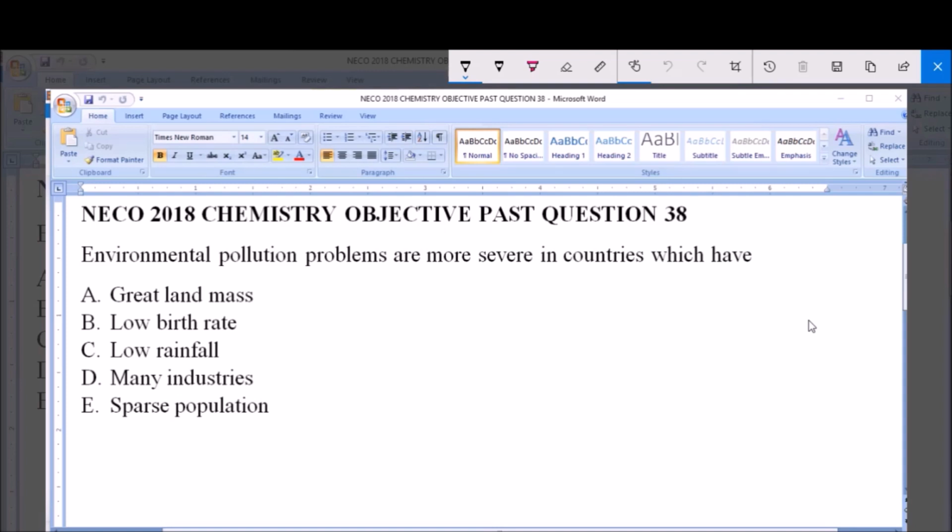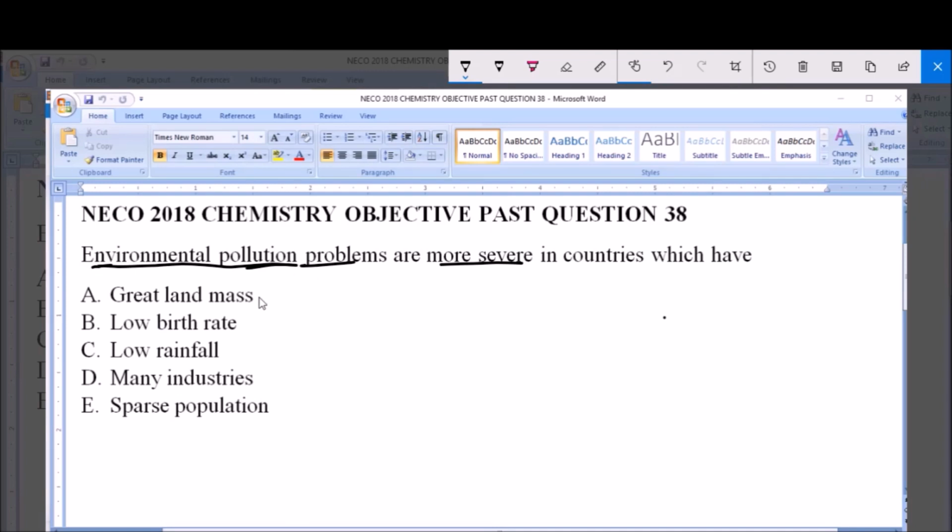Now, the question asks about environmental pollution, and what type of countries will have more severe problems of environmental pollution. Now let's analyze each of the options and see which one is likely to have more environmental pollution problems.